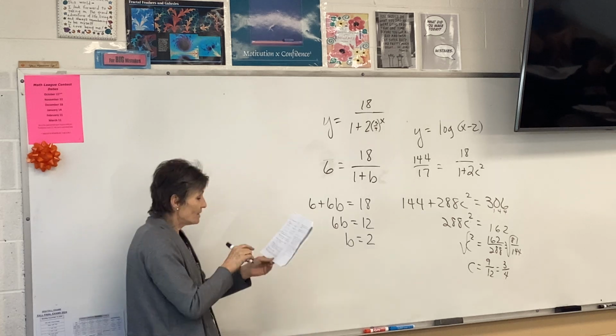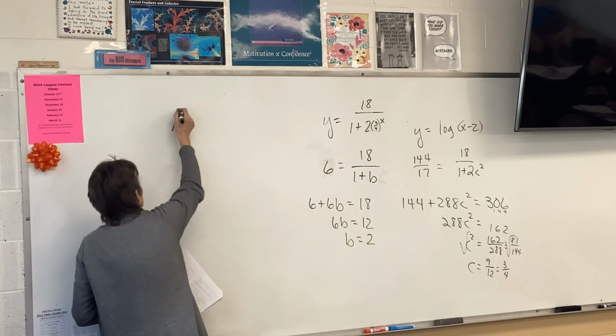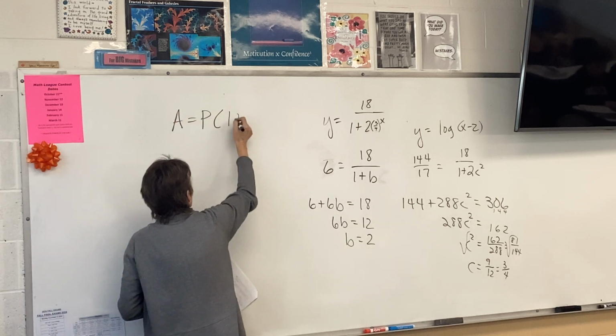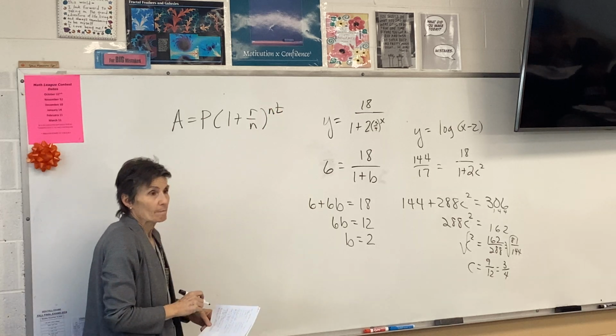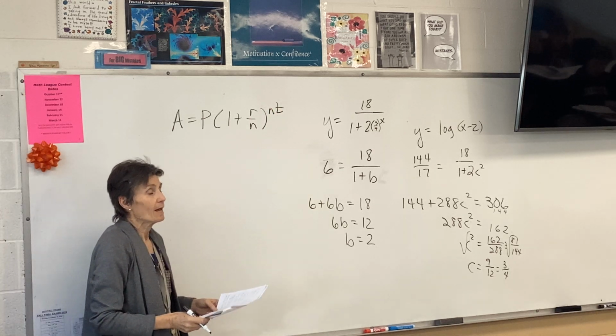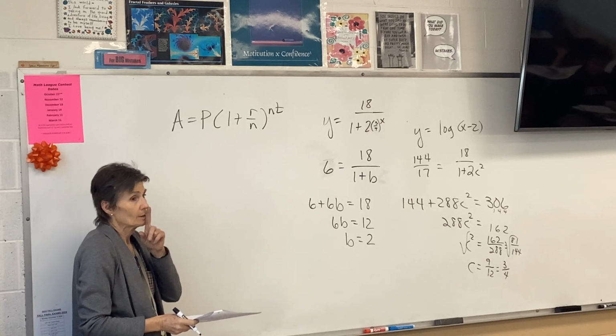No, it's not PRT. This is compounded, so monthly. A equals P times the compound formula, 1 plus r over n, raised to nt, when we are compounding monthly. Everyone else was saying PRT.